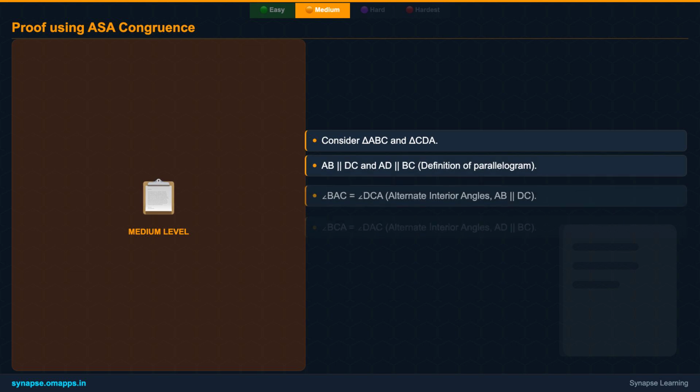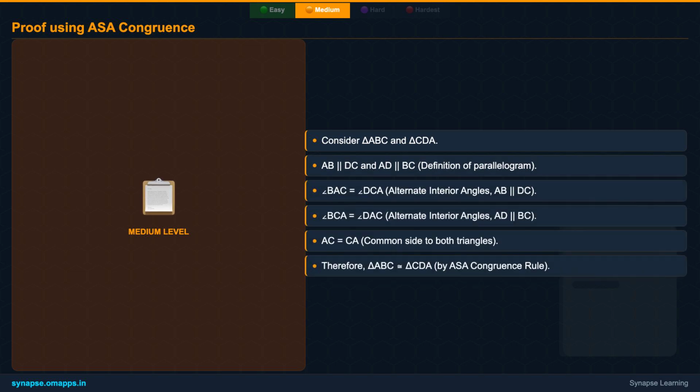Now, let's use what we know about parallel lines and triangles. In our parallelogram ABCD, since AB is parallel to DC and AC is a line cutting through them, the alternate interior angles, angle BAC and angle DCA, must be equal. Similarly, because AD is parallel to BC, angle BCA and angle DAC are also equal. Both triangles, ABC and CDA, share the diagonal AC. So, by the angle side angle, or ASA, congruence rule, triangle ABC is congruent to triangle CDA. This means all their corresponding parts are equal.